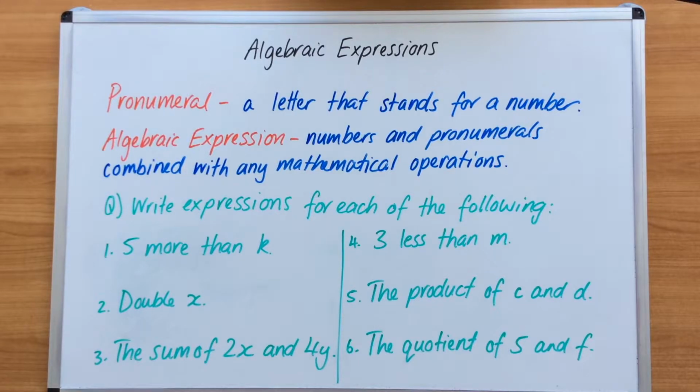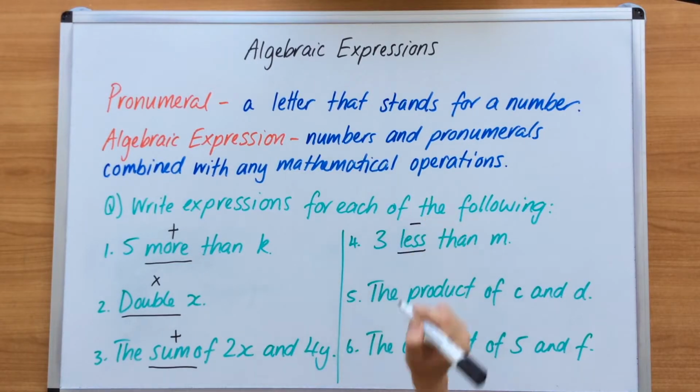So when we're looking, for example, this question says here, write expressions for each of the following. There are key words in these 6 examples. More means add. Double means multiply. Sum means to add. Less means to subtract. Product means to multiply. And quotient means to divide. So you have to look for keywords that give you a clue as to what you need to do.